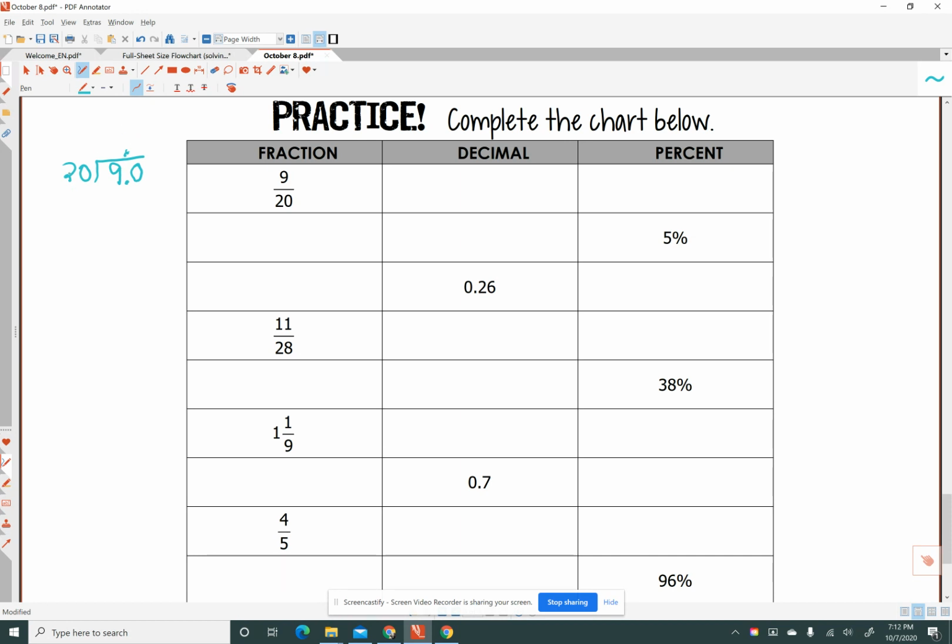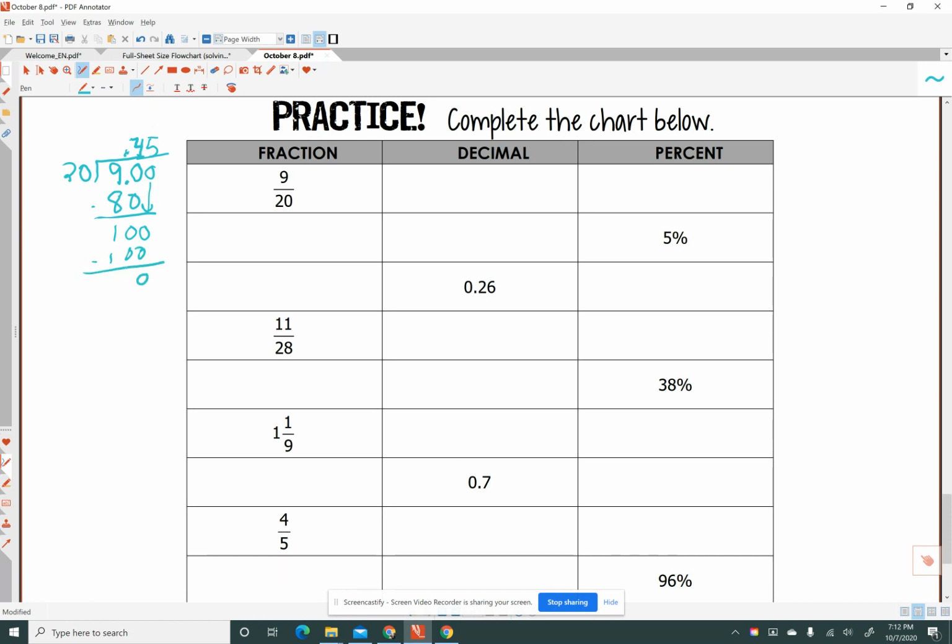So how many 20s go into 90? Well, 4, and 4 times 20 is 80. We subtract, divide, multiply, subtract, bring down. Okay, we need to add another 0, bring that 0 down. 20 goes into 100 5 times. 5 times 20 is 100, and there's no remainder.